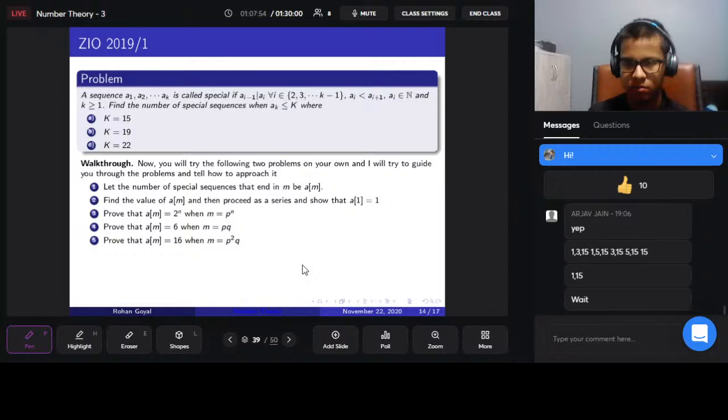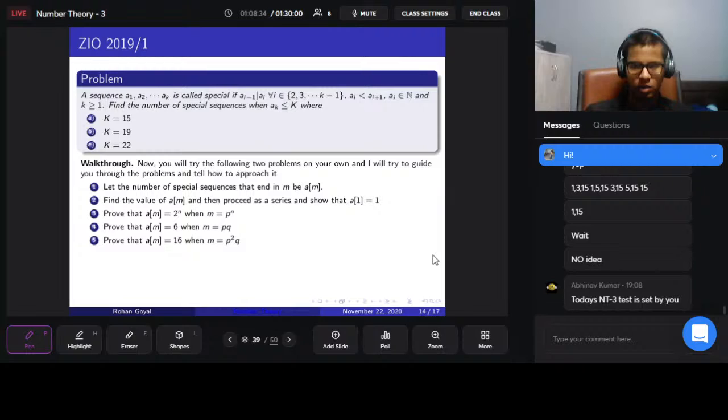I said the NT3 test as well, and that's not today, that's tomorrow actually. It opens at 8 a.m. tomorrow. You can try it anytime, but it is from 8 to 11.